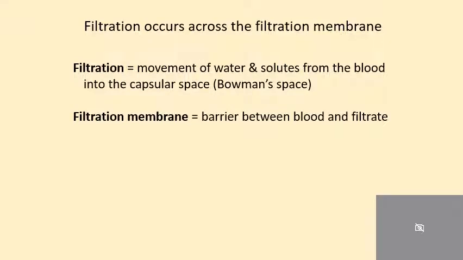So filtration occurs when water and solutes leave the blood and become filtrate. And water and solutes move between fluid compartments. Water and solutes move out of the blood and into the capsular space. So inside the blood vessel is one compartment, inside the capsular space is another compartment. And in order to get from compartment 1 into compartment 2, the filtrate needs to cross what's known as the filtration membrane. And so the filtration membrane is the barrier between blood and filtrate.